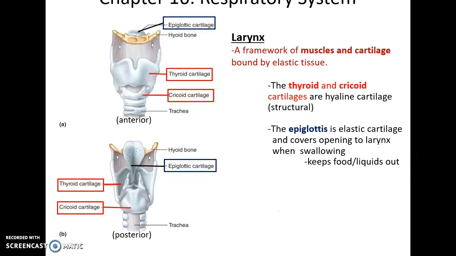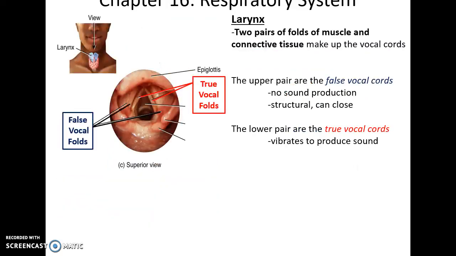Thyroid and cricoid cartilages are made of hyaline. The epiglottis is elastic cartilage. It covers the top of the larynx to prevent fluid and liquids from getting into the larynx.